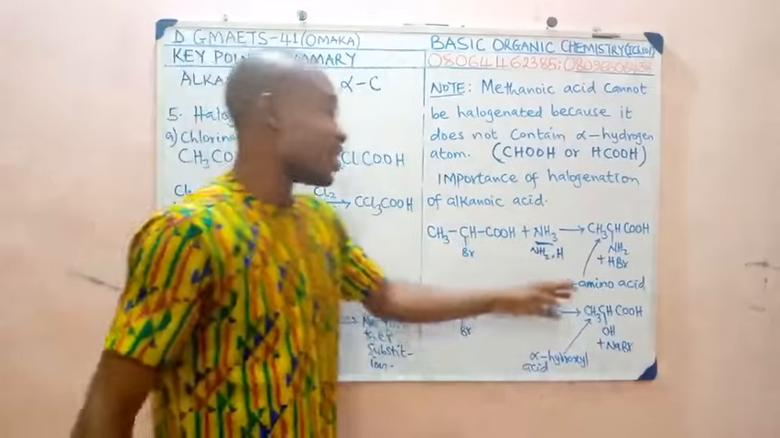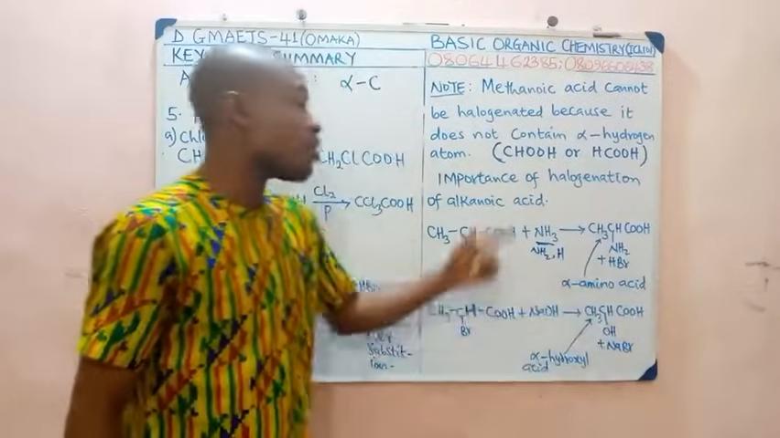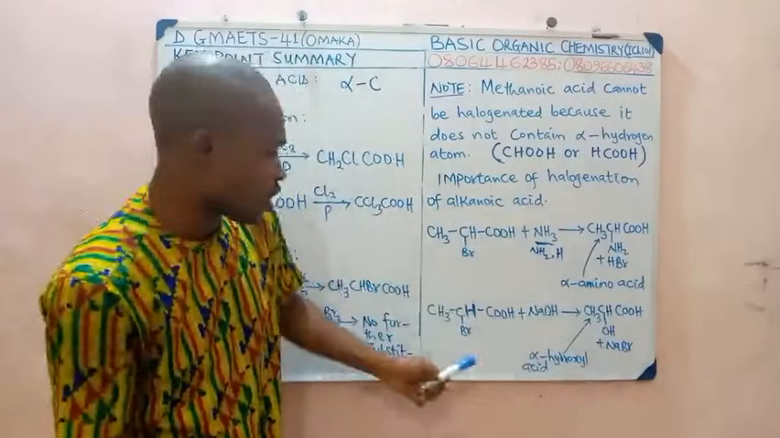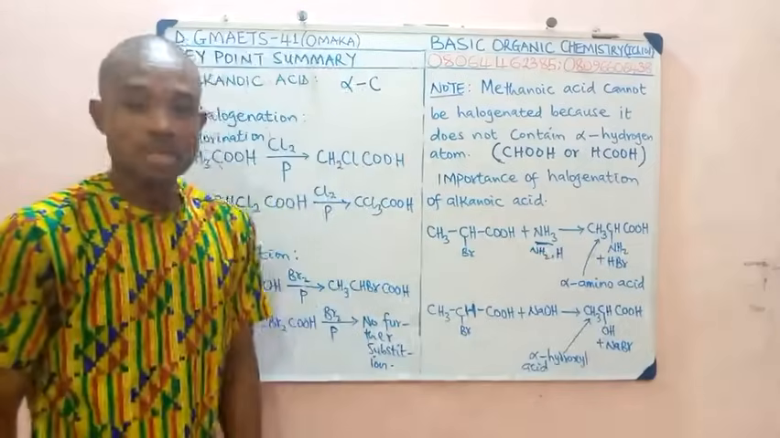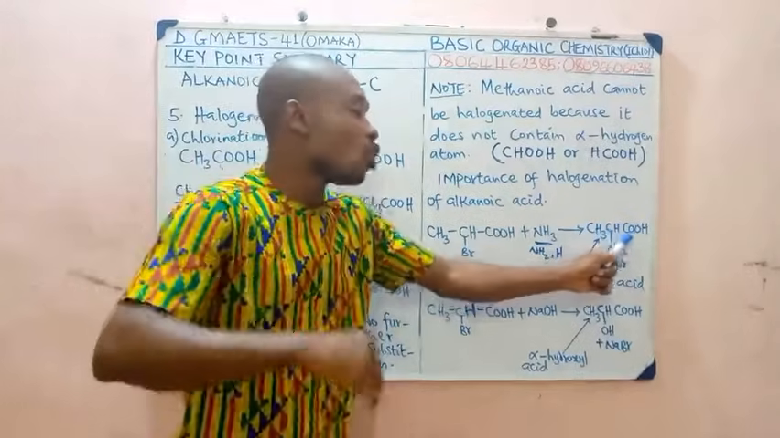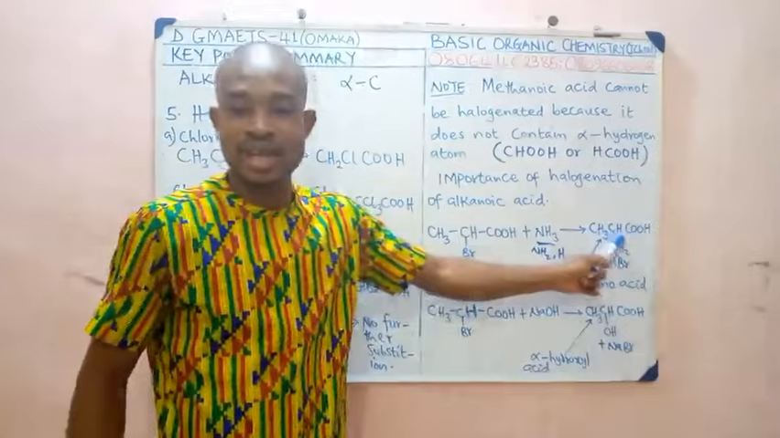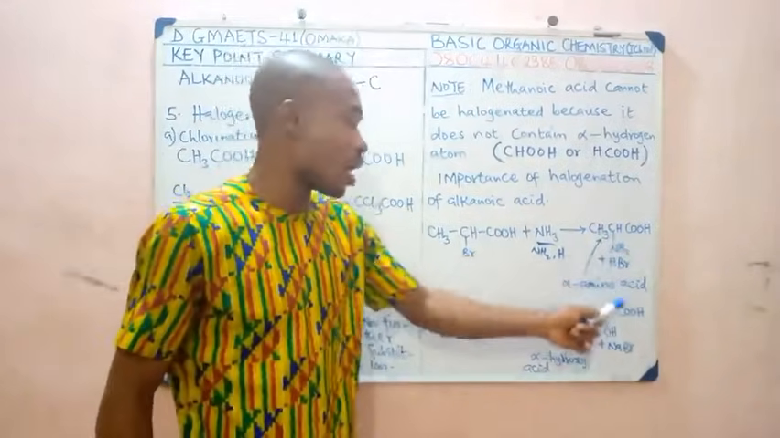Amino, we refer to it as alpha amino acid. Yes, alpha, because the amino group, you can see the product. Look at it, the amino is attached to the alpha carbon. Is that okay? This is actually 2-amino-propanoic acid. That's the name of this compound, known as alpha amino acid.